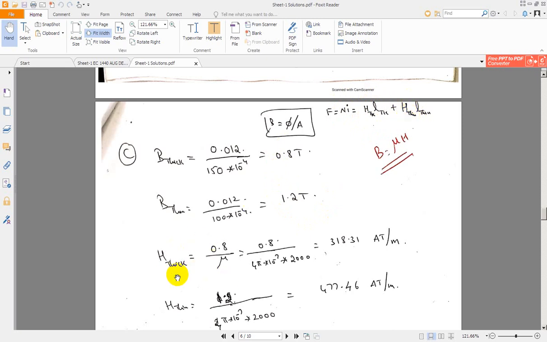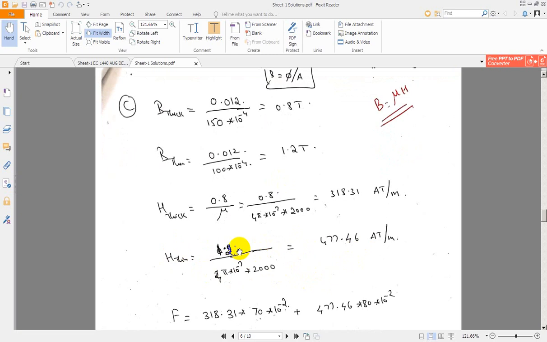So using this, H thick will be equal to B thick divided by mu, which is equal to 0.8 divided by mu naught mu r. Mu naught value is 4 pi into 10 to the power of minus 7 and mu r is 2000, which is equal to 318.31 ampere turns per meter. Similarly, H thin will be equal to flux density 1.2 divided by mu naught mu r, which is equal to 477.46 ampere turns per meter.